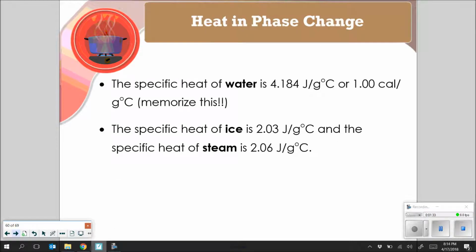So some values that you're going to need to know for this part of the unit. The specific heat of water is going to be 4.184 joules over grams times degrees Celsius, or 1.0 calorie over grams times degrees Celsius. And this value can be found on your reference sheet. The specific heat of ice, so solid water, is going to be 2.03, and the specific heat of steam is going to be 2.06, and all of these can be found on your reference sheet.